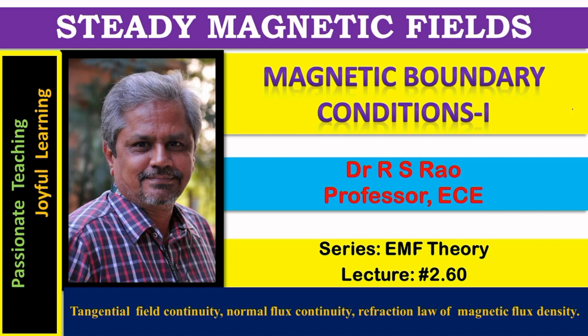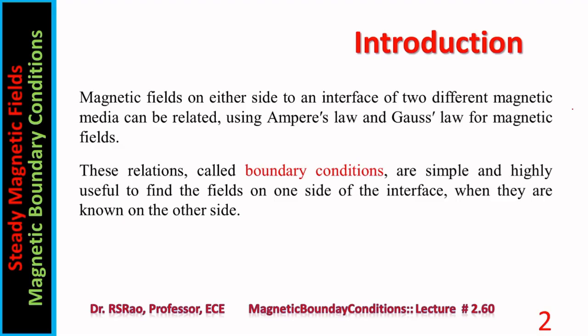When we consider the interface of two different media, the magnetic fields on one side of the interface can be connected to the magnetic fields on the other side. These relations are called magnetic boundary conditions. These are two in number. One gives the relation that exists between tangential components of the magnetic field. The other gives the relation that exists between normal components of the magnetic field. In the present session, we explore these connecting relations or boundary conditions.